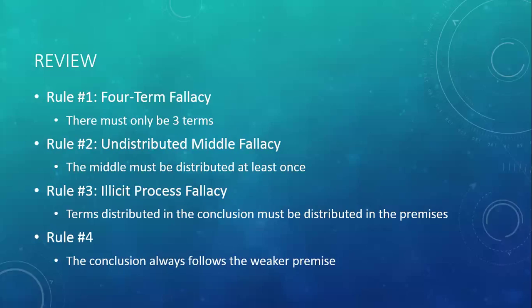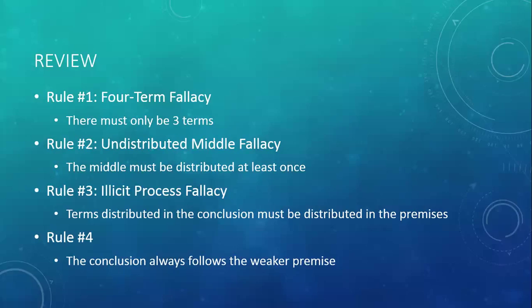Four-term fallacy. There must be only 3 terms. Remember, we have 3 propositions we're worried about, 2 premises, and those 2 premises come together to prove a conclusion. There is a major term which shows up in one of the premises, a minor term which shows up in the other premise, and the middle term which shows up in both premises. And the middle term is what connects those two so that you can connect them into the conclusion. If you have more than 3 terms, then there will be no connecting of those, because the middle term is going to be gone.